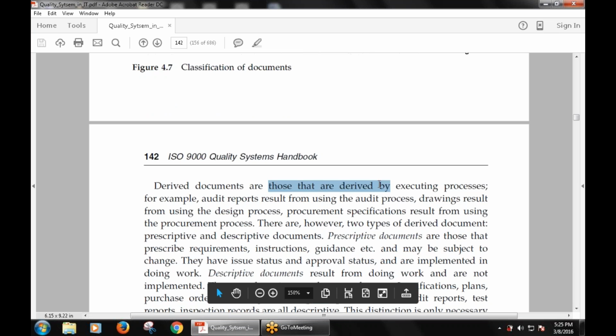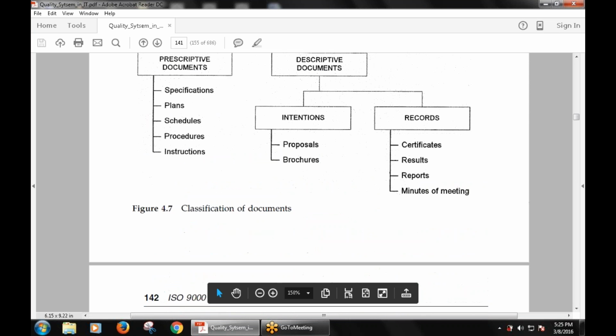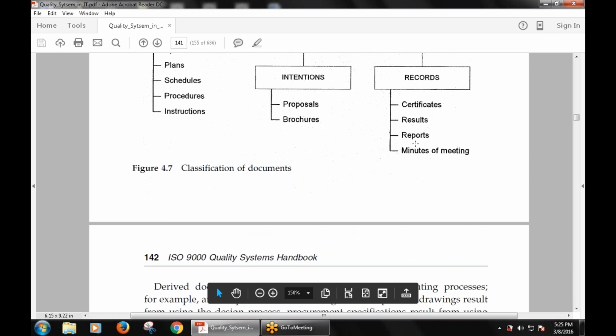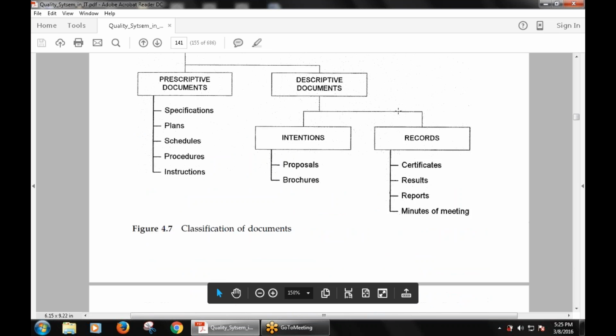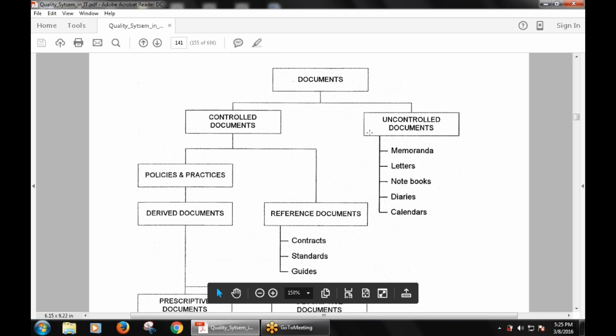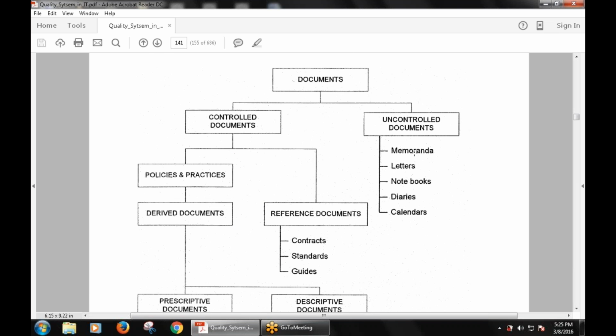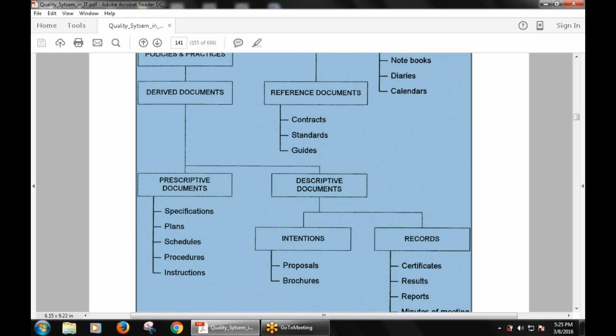And derived documents are those derived by executing the processes. If any process is applicable, the documents derived by executing it are derived documents. If something happens and a memorandum is issued, or there is a letter, notebook, diary, or calendar, that is an uncontrolled document, because it is not in a controllable state.